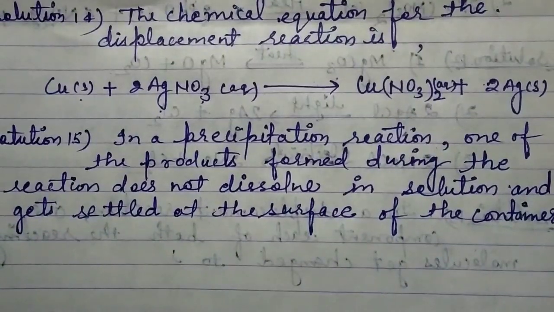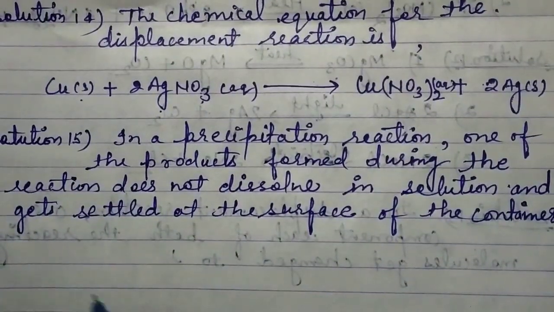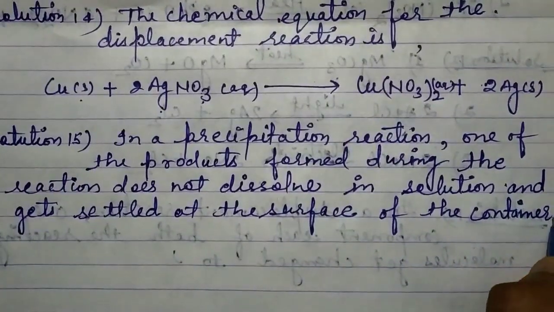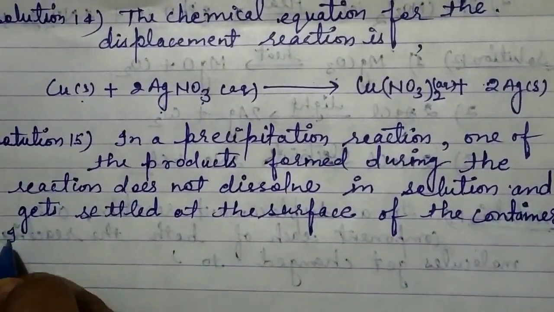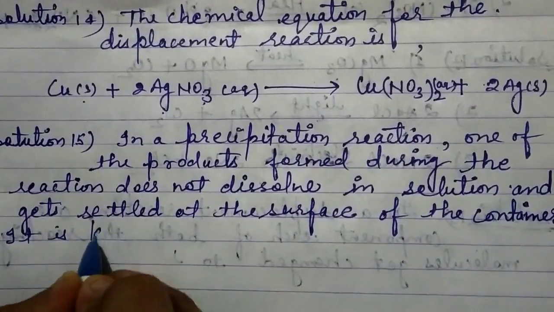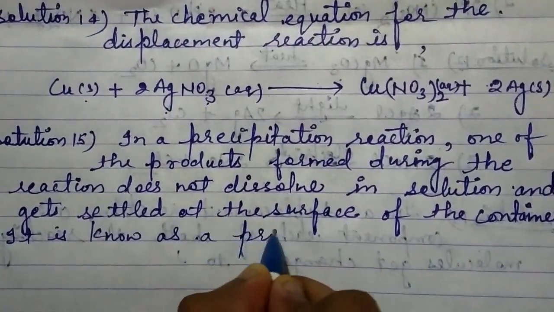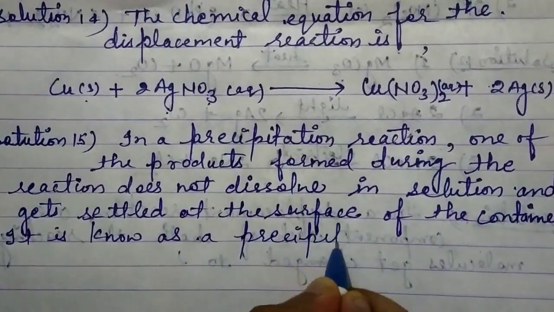Container, we can take a beaker or test tube. Let's stop. It is known as a precipitate.